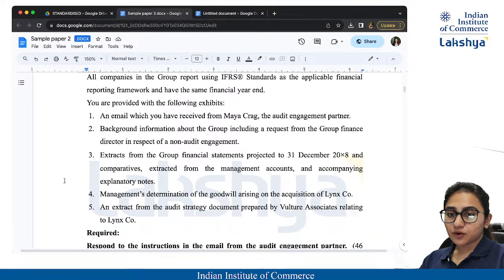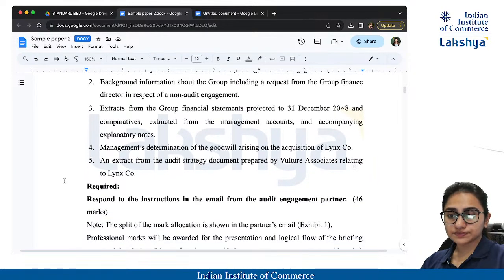You are provided with the following exhibits. So what are the exhibits? There are a total of 5 exhibits. First exhibit is an email which you have received from Maya Karg, the audit engagement partner. Second exhibit is the background information about the group, including a request from the group finance director in respect of a non-audit engagement. Third extract is from the group financial statements projected to 31 December 2008 and comparatives, extracted from the management accounts and accompanying explanatory notes.